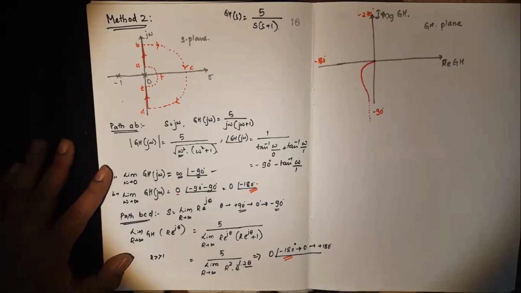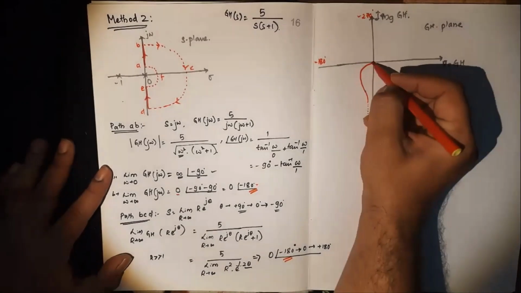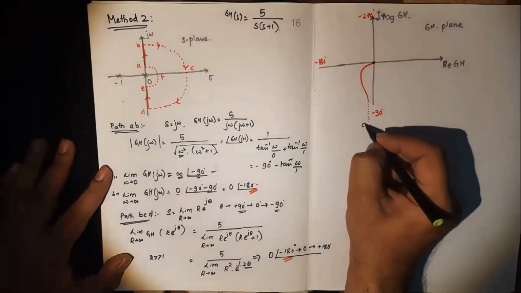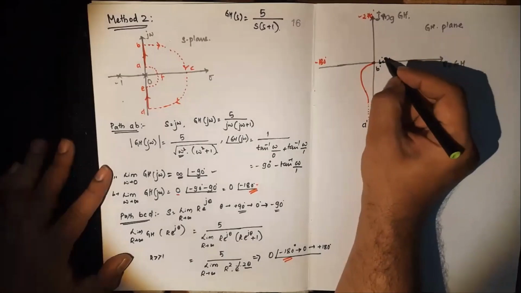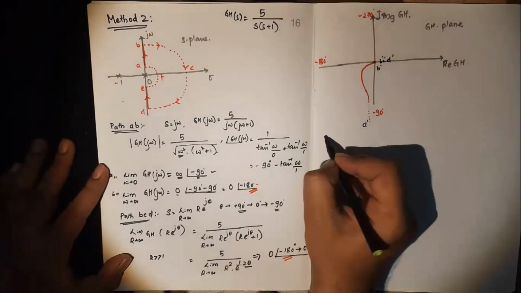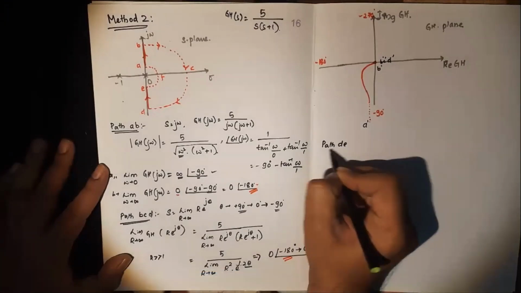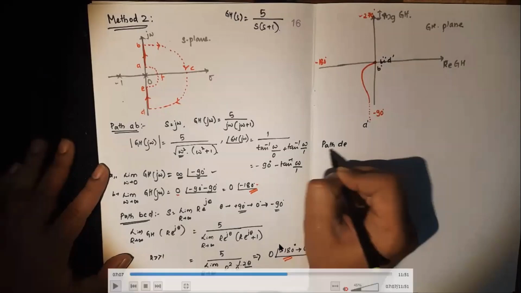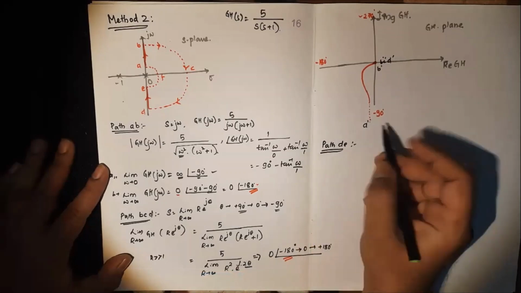Gain is anyhow 0, so it will represent the origin only. So BCD is mapped as B dash, C dash and D dash. You can also observe that there is a continuity. Path AB is ending at minus 180 degrees, and path BCD starts with minus 180 degrees. The continuation. Next is path DE.